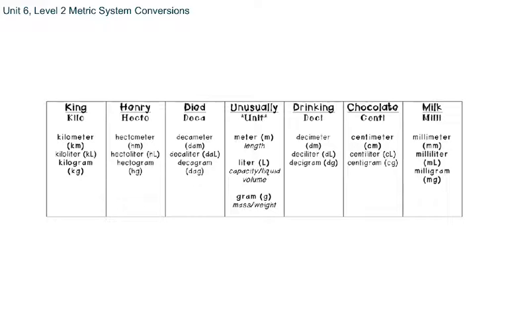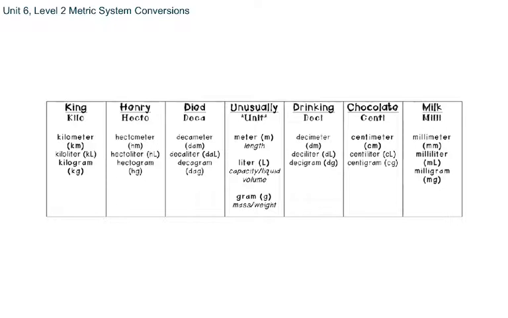This is Unit 6, Level 2, Metric Systems Conversions. Just like our customary measurement system, the rest of the world uses the metric system, and it also has 3 categories in which we can convert measurements.